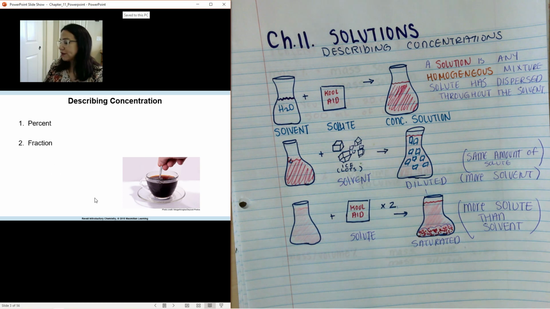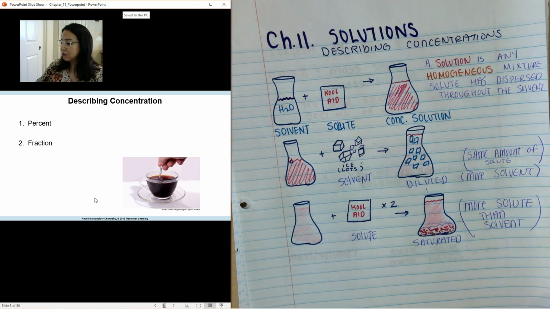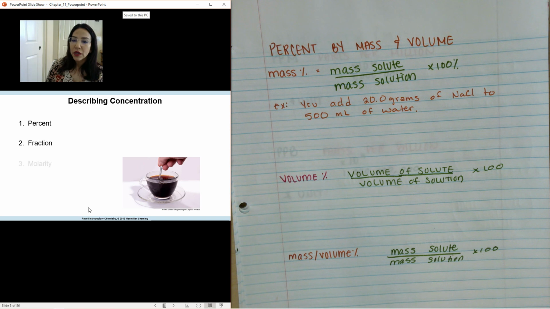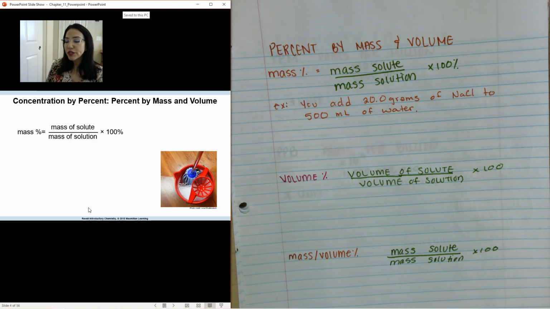And now we're going to describe this concentration in the form of numbers, right? So quantities. Now, there are 3 different ways to describe it. We could describe it as a percent, as a fraction, and as molarity. So let's go ahead and start. The first one is percent by mass and volume. The mass percent is basically grams over grams: grams of your solute divided by grams of your solution, or maybe kilograms of solute over kilograms of solution. Either way. So let's look at an example of that one.